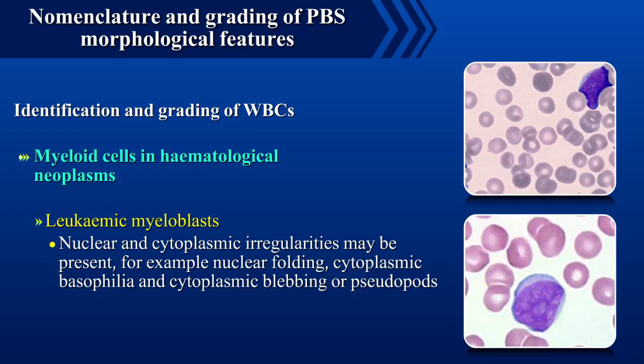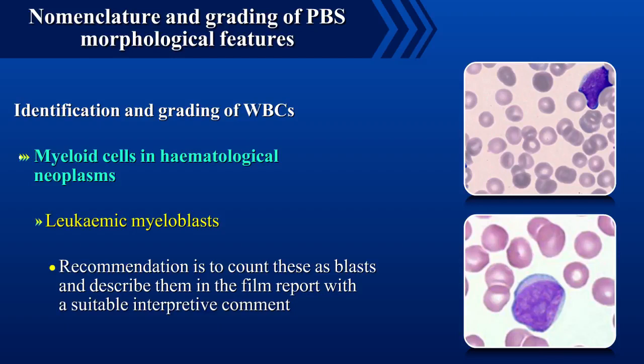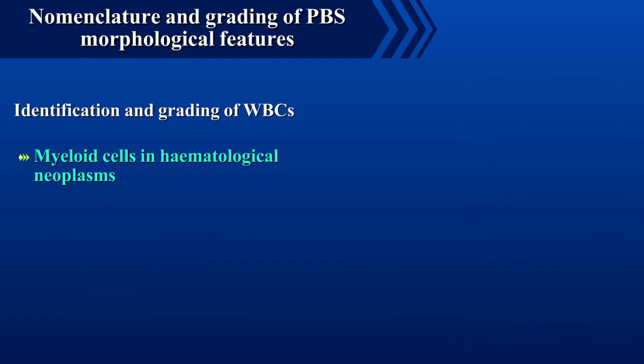Nuclear and cytoplasmic irregularities may be present. For example, nuclear folding, cytoplasmic basophilia, and cytoplasmic blebbing or pseudopods. The recommendation is to count these as blasts and describe them in the film report with a suitable interpretive comment.